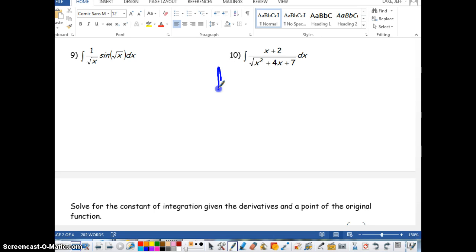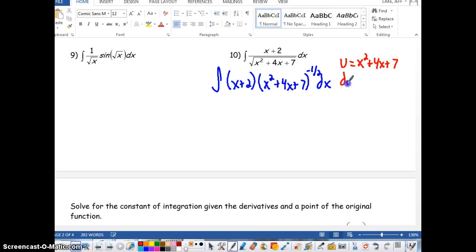All right, moving on to number 10 here, we have the integral of x plus 2 times x squared plus 4x plus 7, all to the negative 1/2. 1/2 because it's under the radical, negative because it was on the bottom, bring it up to the top. That's our dx. We're going to find out our u here is going to be x squared plus 4x plus 7. du is going to equal 2x plus 4 times our dx.